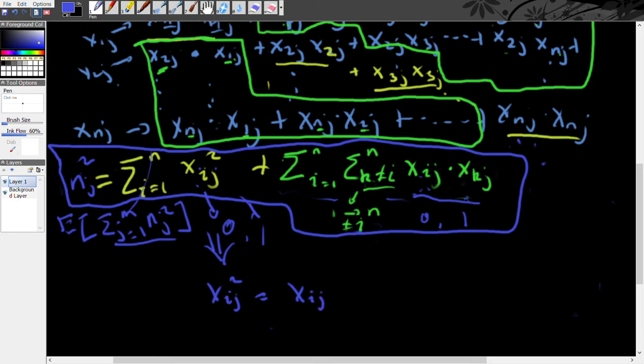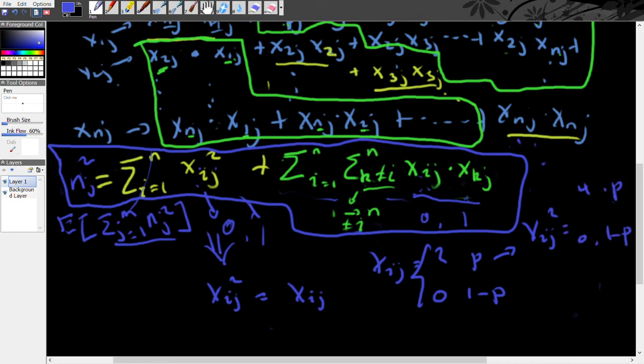You can't say this in general. If xij took 2 and 0 with probability p and 1 minus p, you can't say that they are the same, because in this case xij squared would take on 4 with probability p and 0 with probability 1 minus p. The reason we can say this here is because xij only takes a value of 0 and 1.